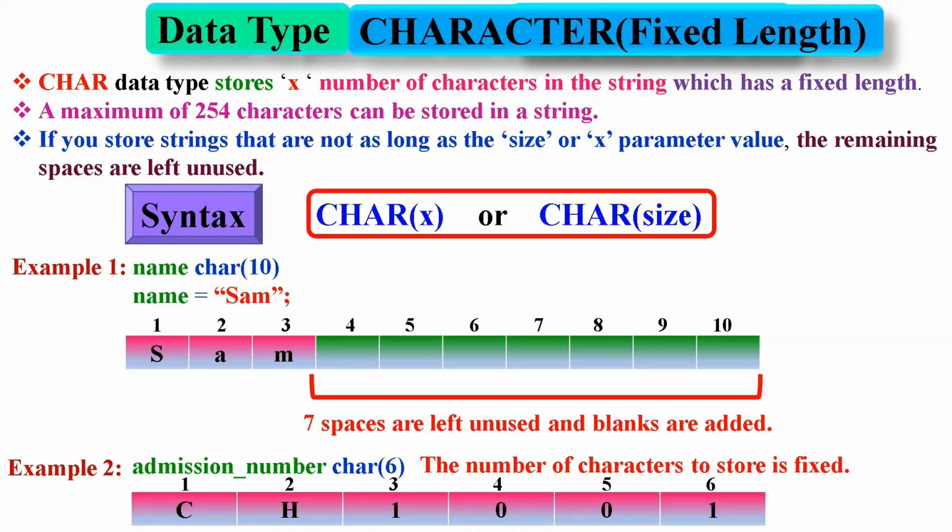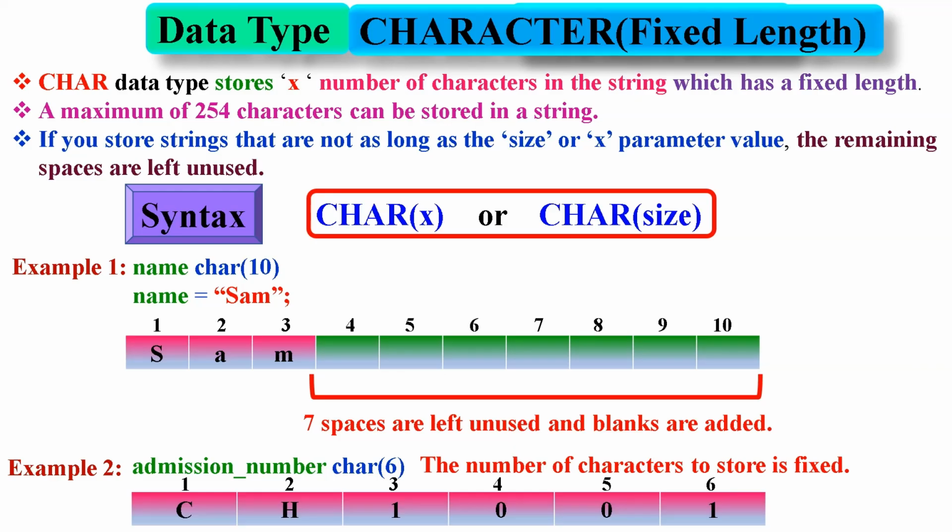Next data type is character of fixed length. Char data type stores X number of characters in the string which has a fixed length. A maximum of 254 characters can be stored in a string. If you store strings that are not as long as the size or X parameter value, the remaining spaces are left unused. The syntax is char of X or char of size.